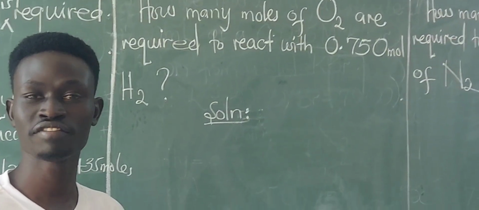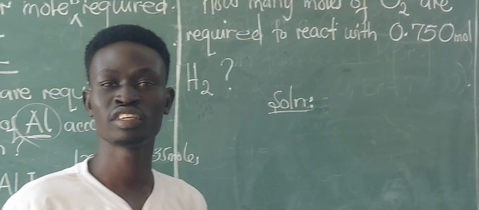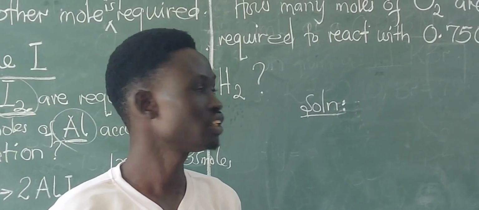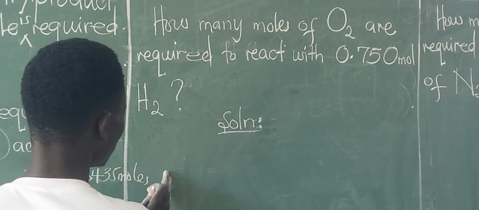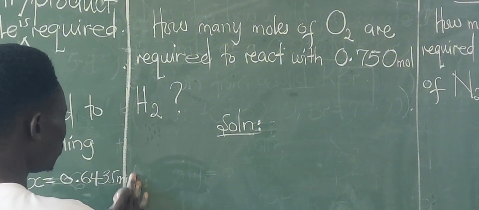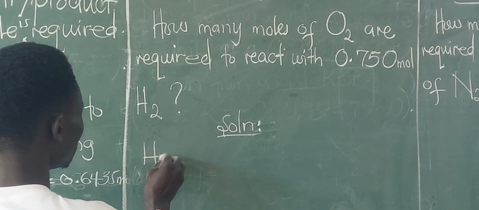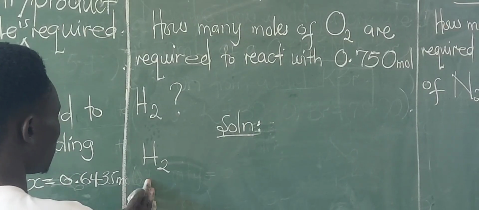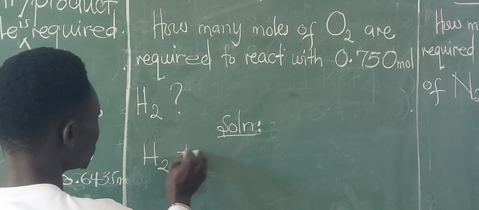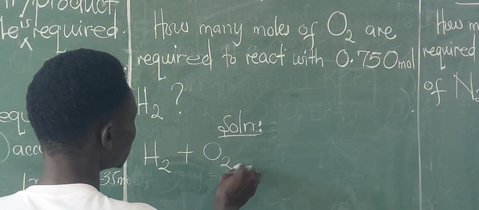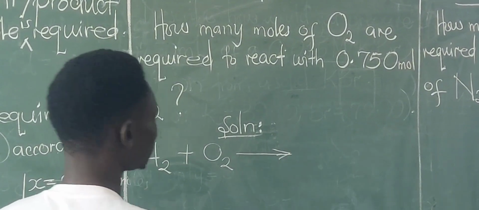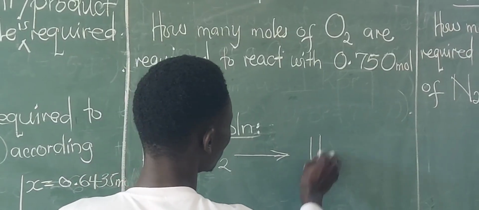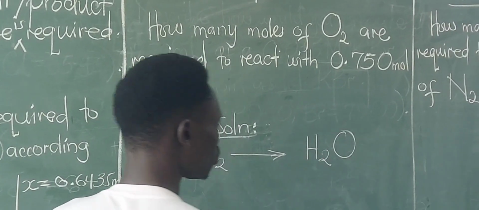So now let's see, if hydrogen reacts with oxygen, what compound is formed? First of all, we need to know the compound formed. So hydrogen, this diatomic molecule, plus oxygen. Hydrogen reacting with oxygen, we are getting water.